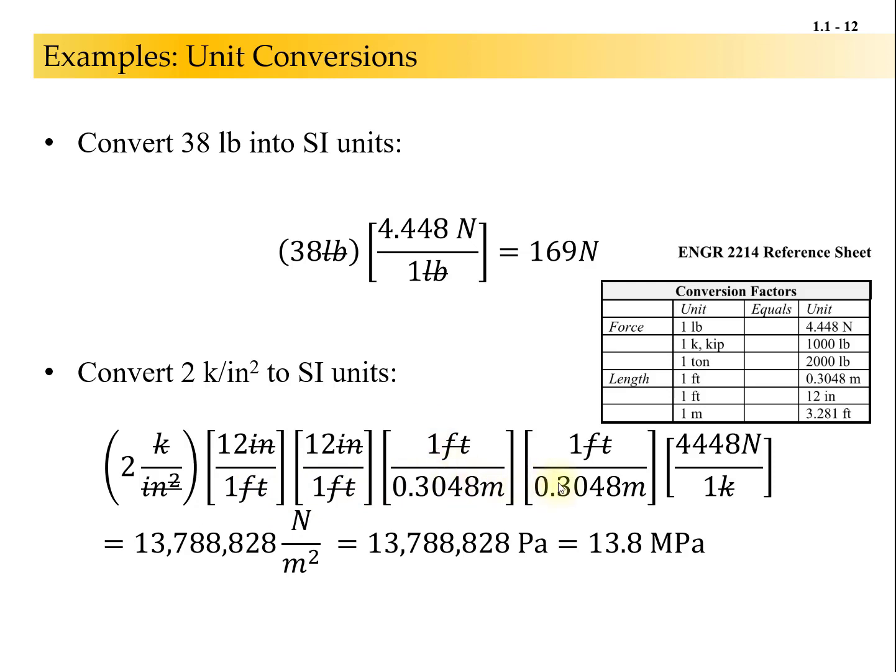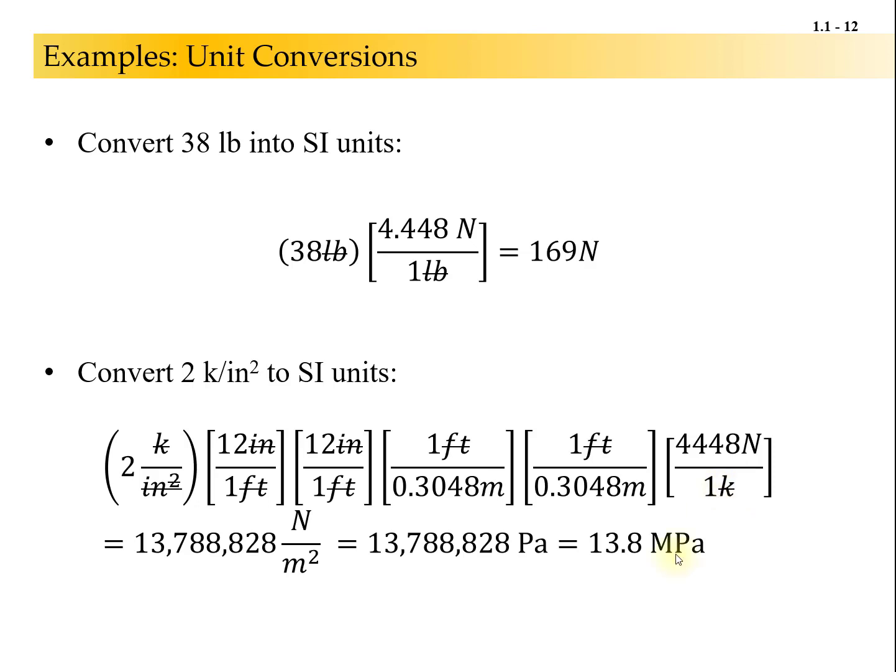And then I'm going to convert my kips into newtons. This one I did cheat a little bit because I only have on the exam reference sheet that 1 pound is equal to 4.448 newtons. But remember, a kip is 1,000 pounds, so that one's easy. So 1 kip is 4,448 newtons. And I get this enormous number here, 13,788,828 newtons per square meter, which is what a Pascal is.